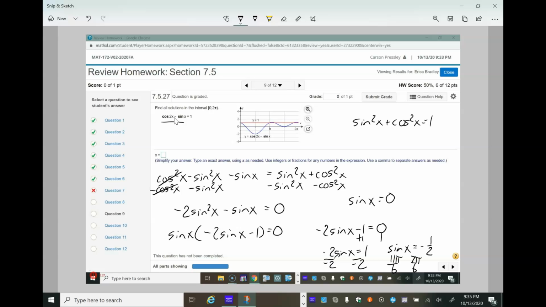Now, when sine is 0, I know that happens at 0, and that happens at pi. And you can kind of double check these a little bit as far as what you're looking for based on the graph. The graph will kind of help you. So if we look at the graph, you can see where the red line and the blue line hit. I know it crosses right there at pi and it crosses at 0. So that's how these answers work.